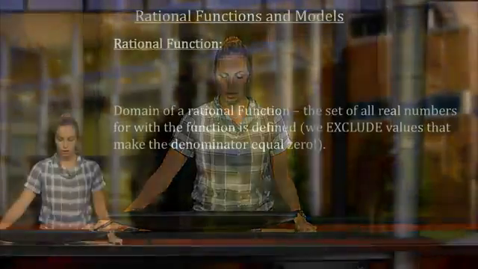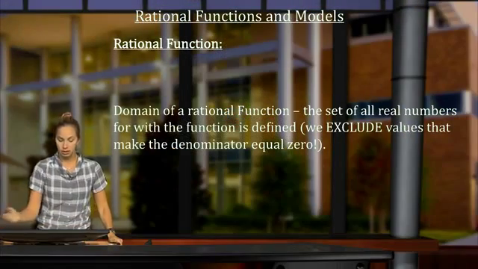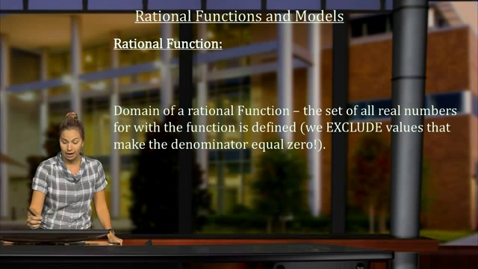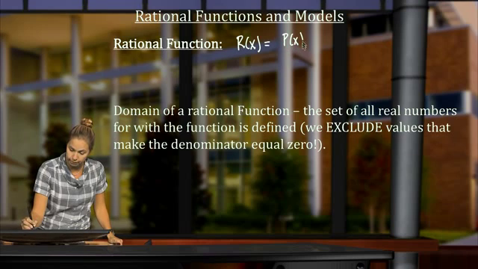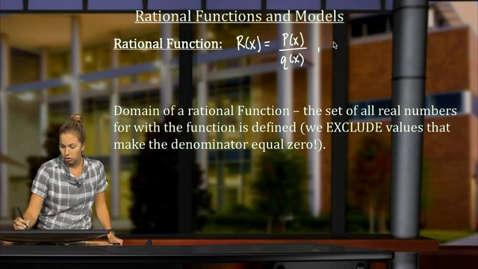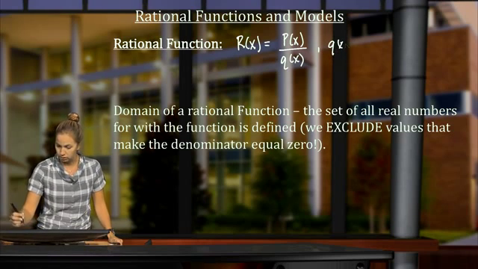We're going to investigate rational functions. We're going to talk about the properties of rational functions and then conclude with learning how to graph a rational function. A rational function is a function that's written as a fraction. So r of x is equal to the ratio of two polynomials, p of x over q of x, where q of x does not equal 0.